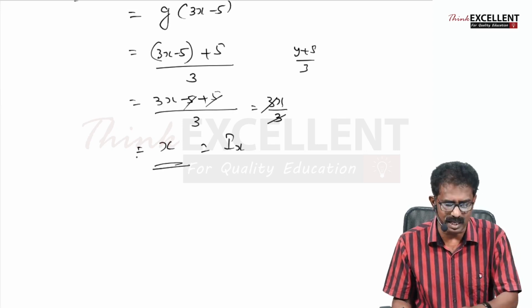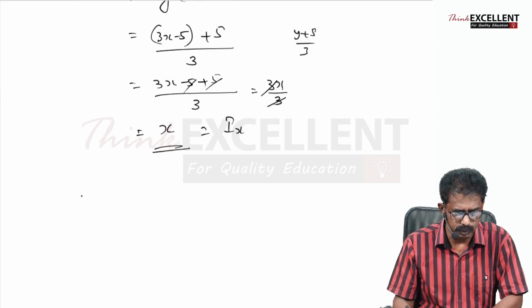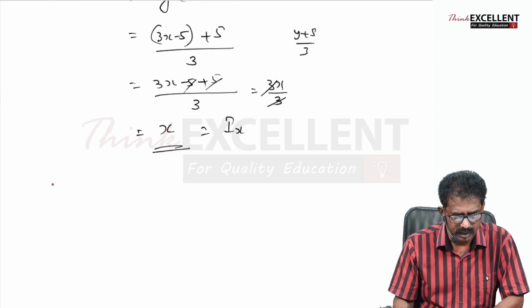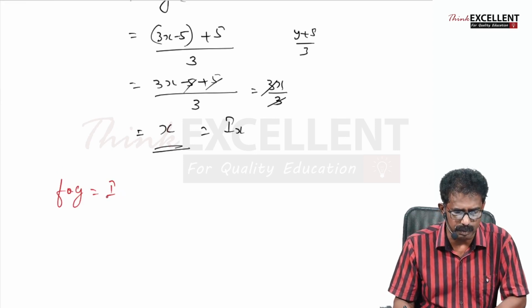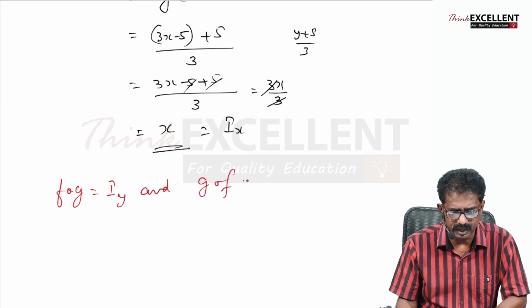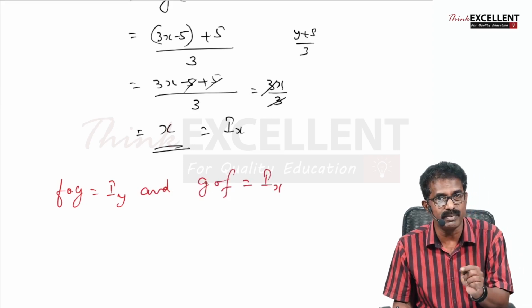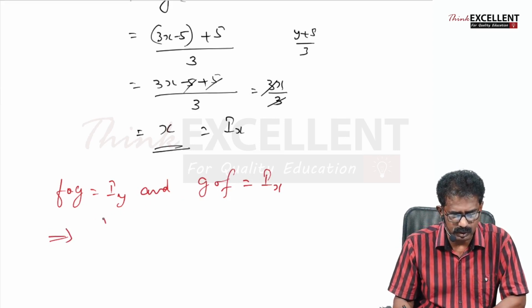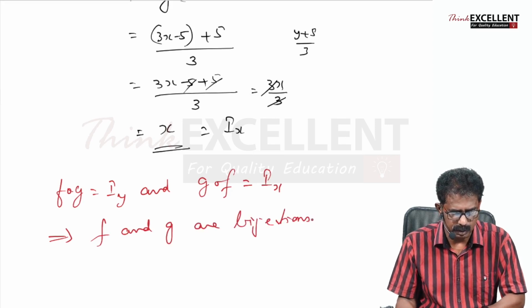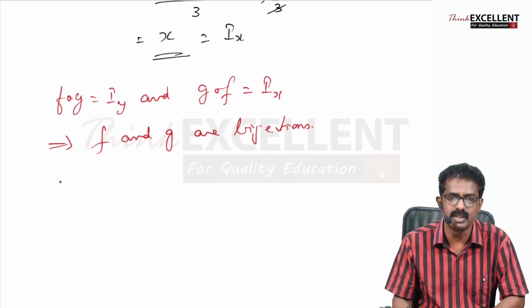And that is same as what? I of X. So both you proved, no? So what you prove now? F composition G is equal to I of Y, G composition F is equal to I of X. Like that you remember. Both conditions satisfied. So you can say F and G are bijections. Both are bijections and they are inverses to each other.